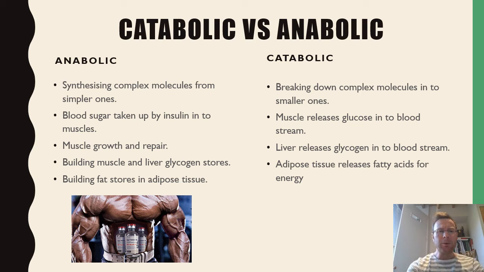So whenever something is anabolic, it's making something more complex from simple things. Anabolism in muscle builds up muscles. When blood sugar is taken up by insulin into muscles, we create glycogen. So muscle growth and repair is an anabolic process. Building glycogen stores in muscle and liver is an anabolic process. And also building fat in adipose tissue.